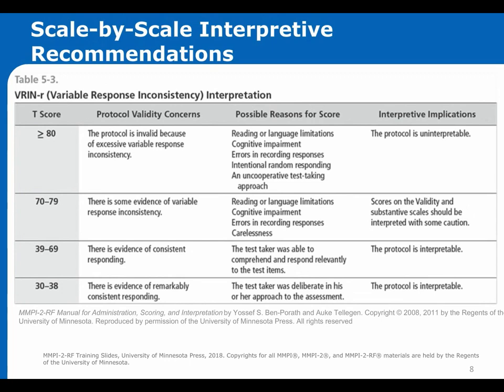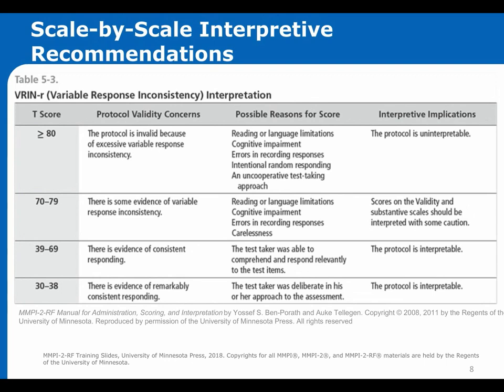Next to the t-score cutoffs, we have the protocol validity concerns that are related to each of these. So, for example, at a t-score cutoff of 80 or higher, that score would indicate that the protocol is invalid because of excessive variable response inconsistency. In the next column, we have the possible reasons for the score, and as you'll see, there are several possible reasons. So the first here is that it could be due to reading or language limitations, or perhaps cognitive impairment, errors in recording responses, intentional random responding, or even an uncooperative test-taking approach.